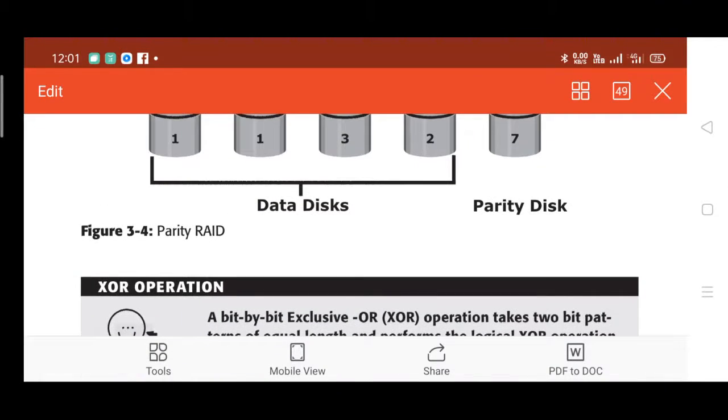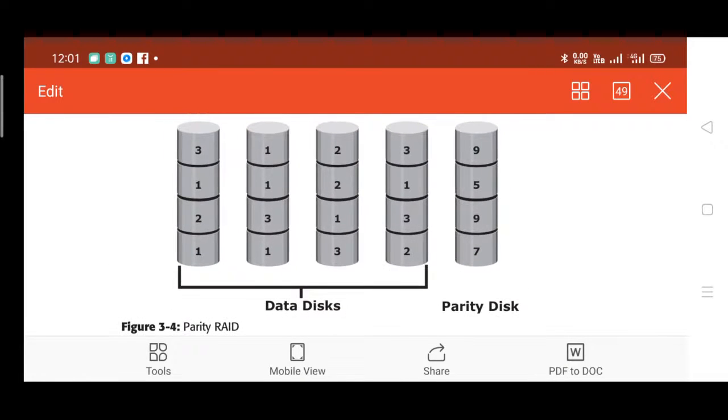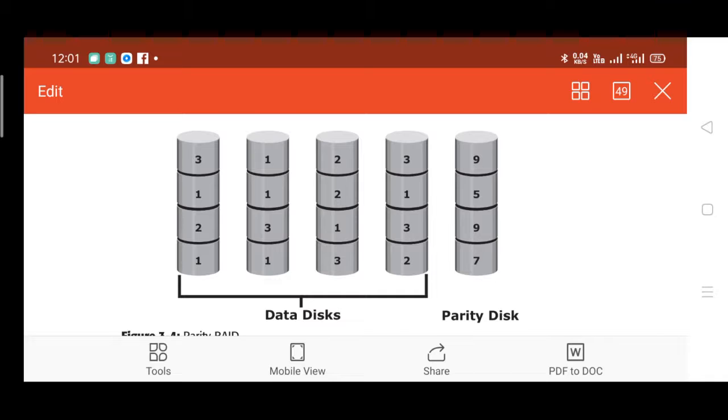Very, very important topic. To ensure data protection in case of data loss, the concept of parity is introduced along with the data stripe, along with striped data. Please remember, parity is implemented with a striped data set only. Striping means dividing the data into multiple units, and in that case parity will be implemented. And if you are implementing parity, there is no need for the mirror image concept.